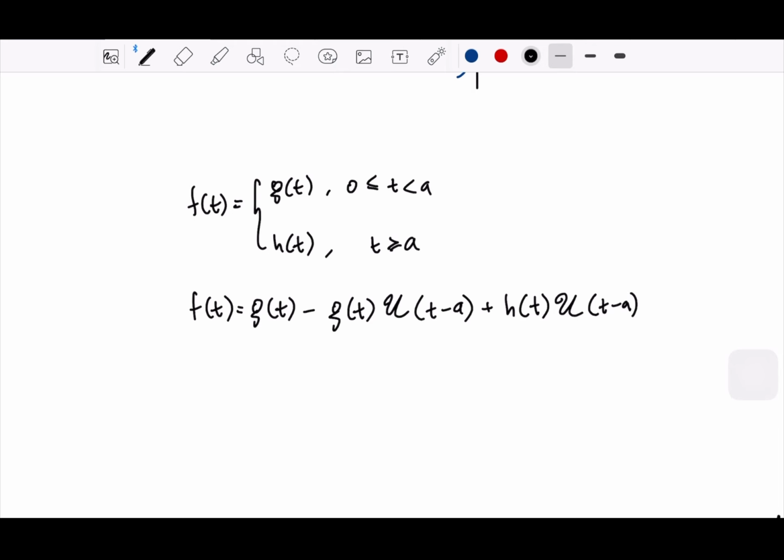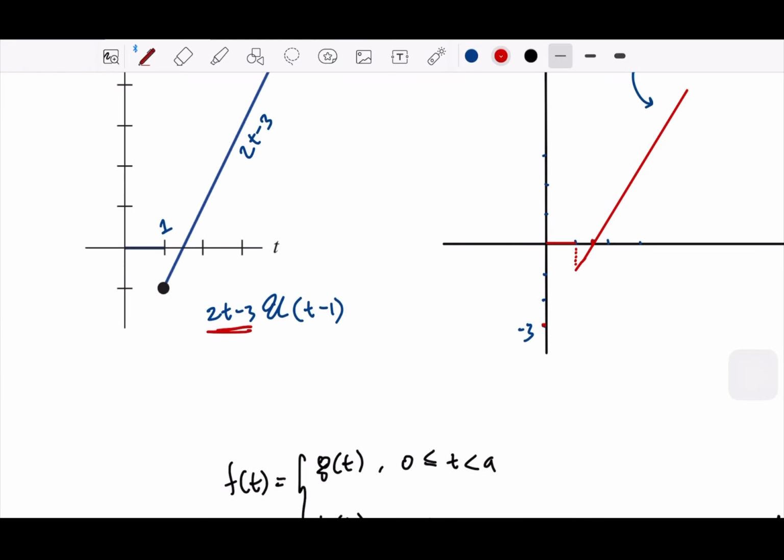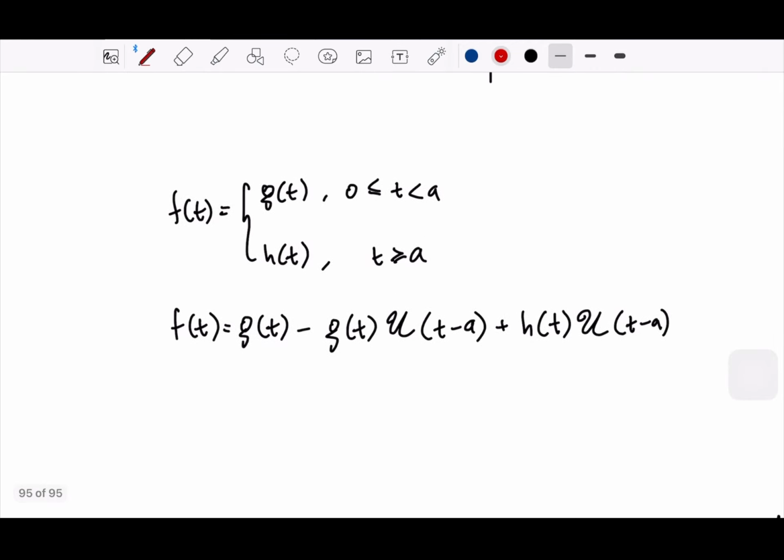The idea comes from multiplying the unit step function with the original functions. For example, we have this unit step function multiplied with this g of t, which is the first interval here. And then we also multiply the step function with h, for the next interval here. And this will be equal to f of t. So f of t is g of t minus all of this, plus the h of t.